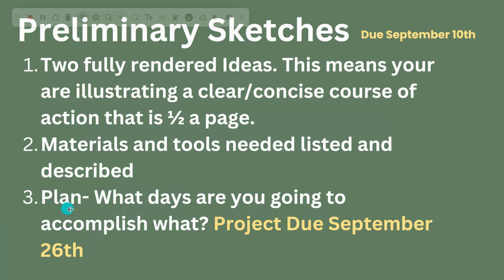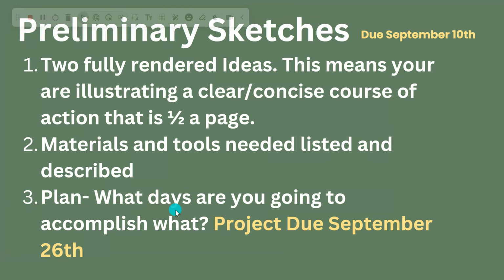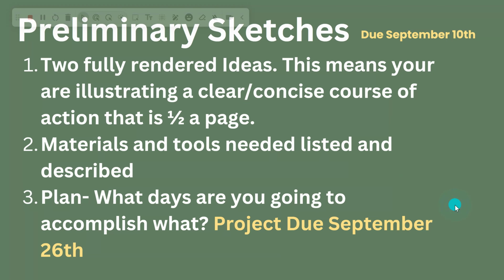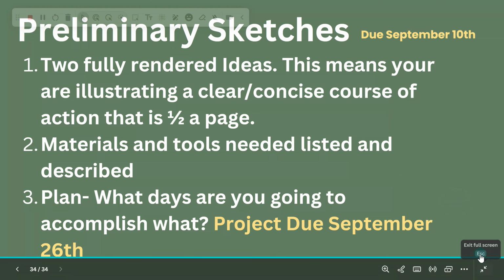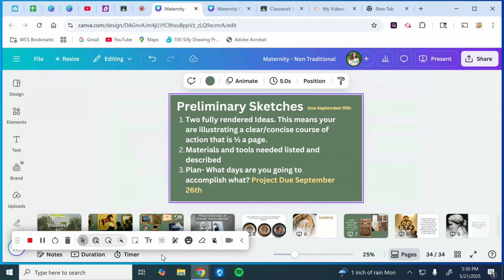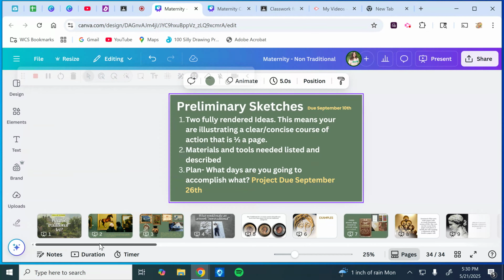And then 3, your plan. Your project is due September 26th. I know you have a whole month of September to work on this, but how are you going to accomplish it? So come up with a schedule. What days are you going to accomplish what? That's your preliminary sketches. And I think that's the end of my slideshow. Yes, it is. Okay. I'm going to show you real quick some examples of preliminary sketches since you guys are starting those today.